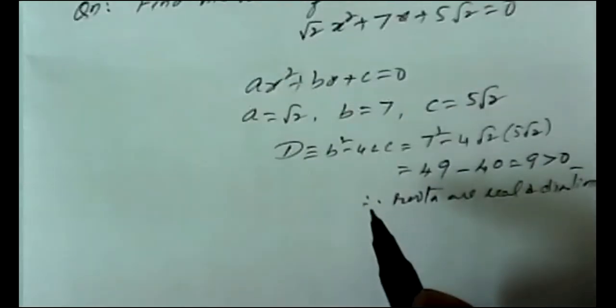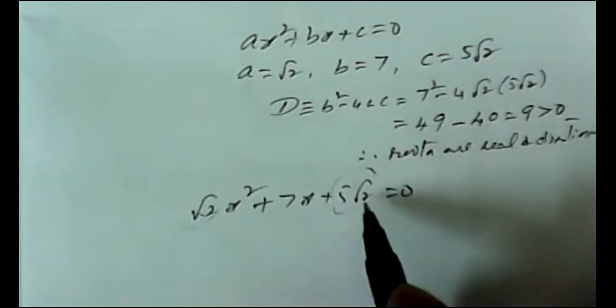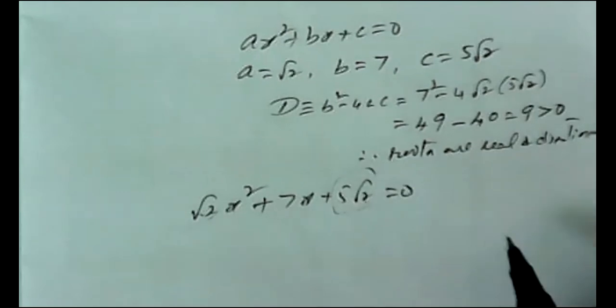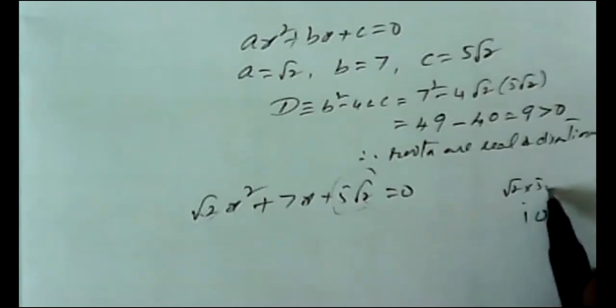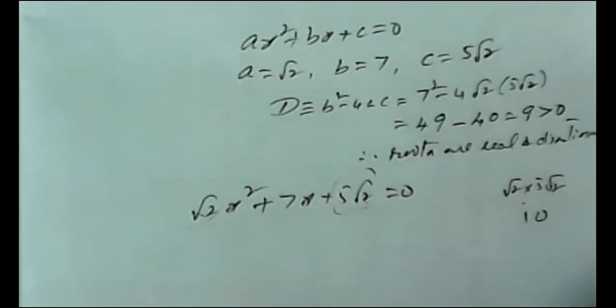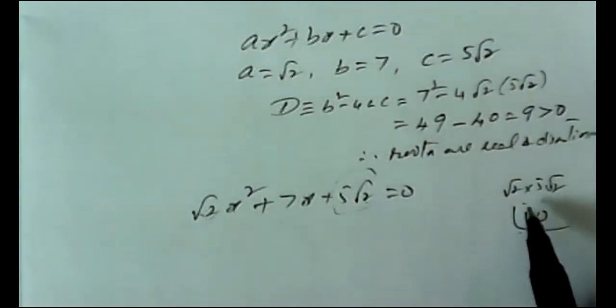So, if it is possible to factorize, you can factorize. Here, what is your equation? Root 2 x square plus 7x plus 5 root 2 is equal to 0. We multiply the coefficient of x square, root 2, with the constant term 5 root 2. Root 2 into root 2 is 2, and 2 into 5 gives 10. So 10 is the product of the coefficient of x square and the constant term. Factorize this 10 so that you get plus 7x.